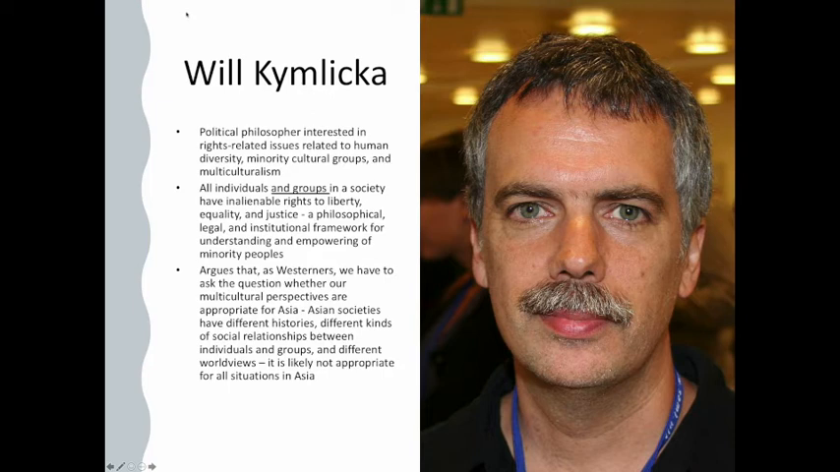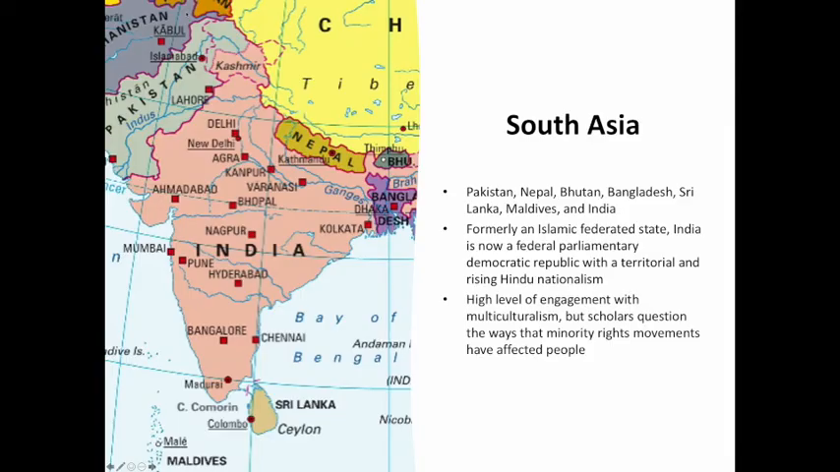And this is going to guide us this quarter. On the one hand, many anthropologists and others are advocating for a multicultural perspective on Asia, while at the same time we have a political philosopher like Will Kymlicka who's questioning this and posing the issue that rather than accepting that framework wholeheartedly, we need to be critical thinkers and critically reflect on its applicability. And so that's what we're going to do throughout the quarter.